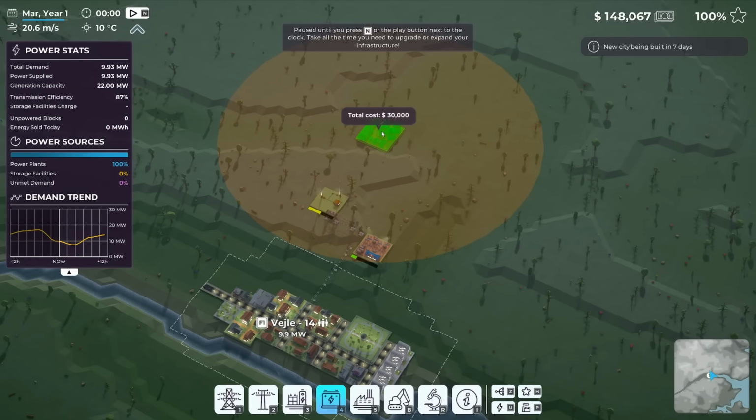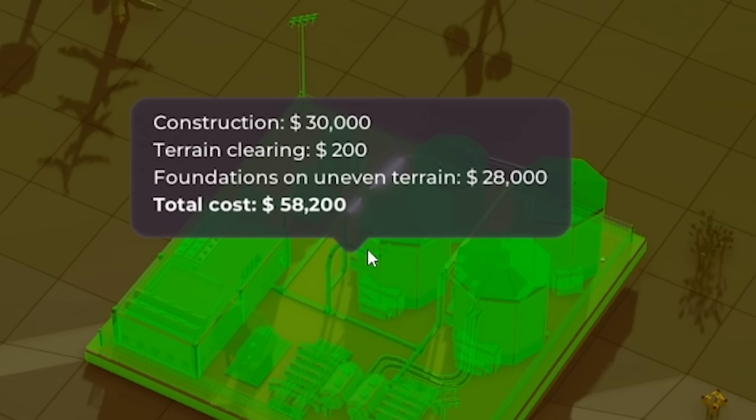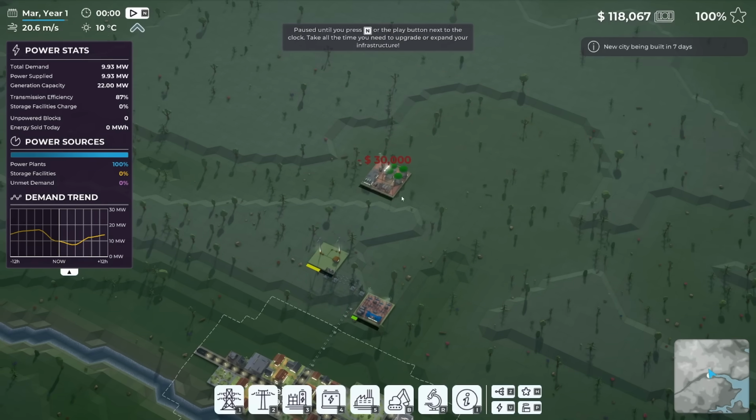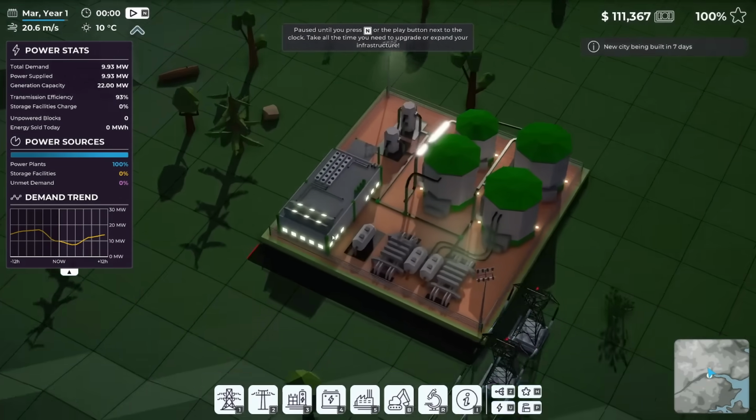Maybe back there, because if you try and build on these, can you see there's lumps there? Look at the price of that, 62 grand. So I think we'll build this back there for 30, and then we'll just do some pylons out the back up to there. Nice. So now we're storing some energy.